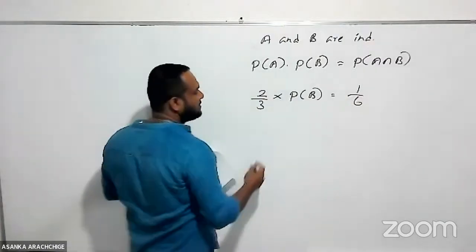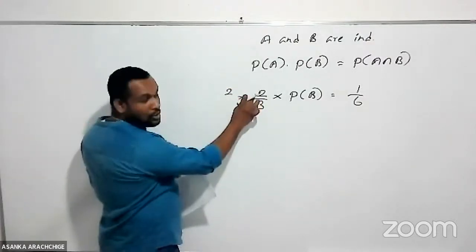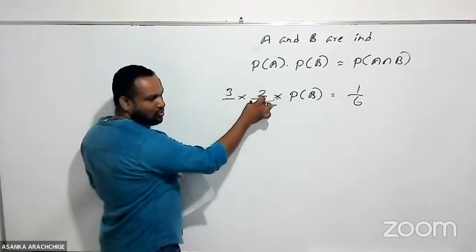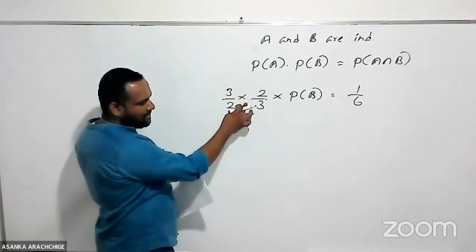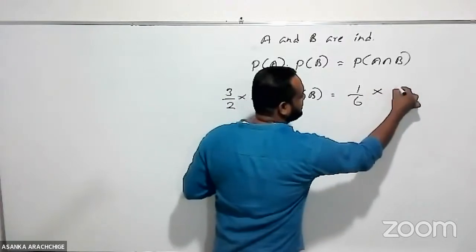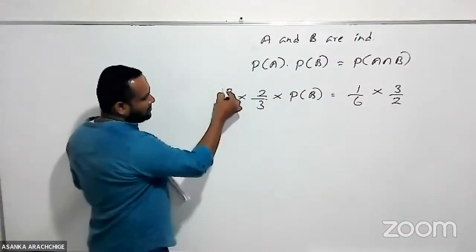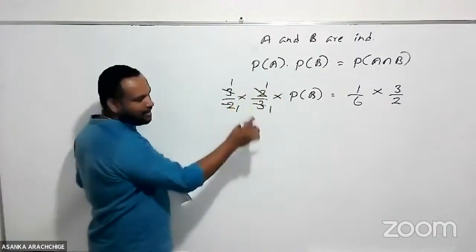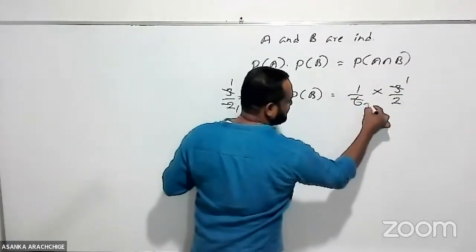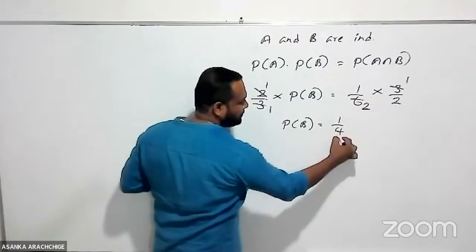Right? Now, to remove 3 from this side, you can multiply by 2. To remove 2 from this side, you can multiply by 3. And to remove this 2, divide by 2. That means multiply the left hand side by 3 upon 2. Then multiply the other side also by 3 upon 2. Clear or not? 3 times 1, 2 times 1. 2 upon 3 eliminated. 3 times 1, 3 times 2. Therefore, P(B) equals 1 upon 4.